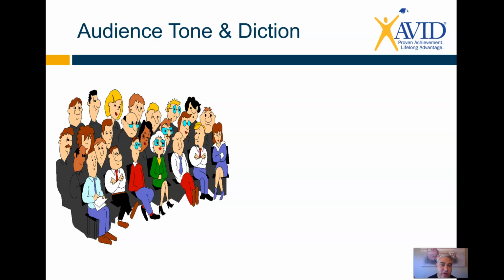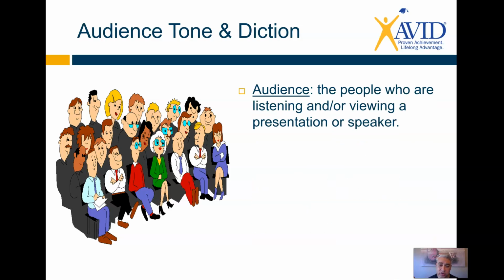Now the next three all kind of go together. The audience is a basic one. The audience is just really the people who are listening to and or viewing your presentation. So you have to be kind of careful with this one because most of the time the bulk of your audience is going to be other students, but you can't leave out that teacher who's sitting in the back of the room who's also going to be grading you. So we have to keep both of those in mind.